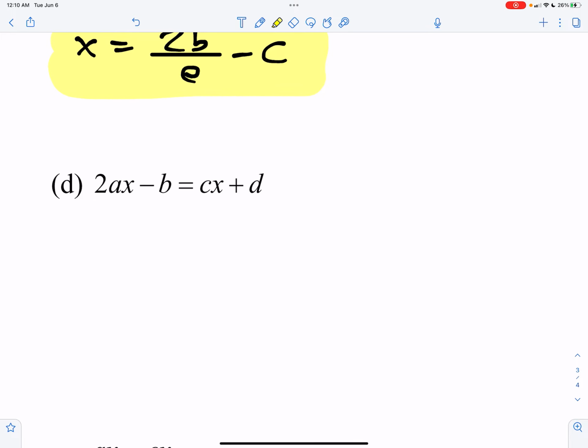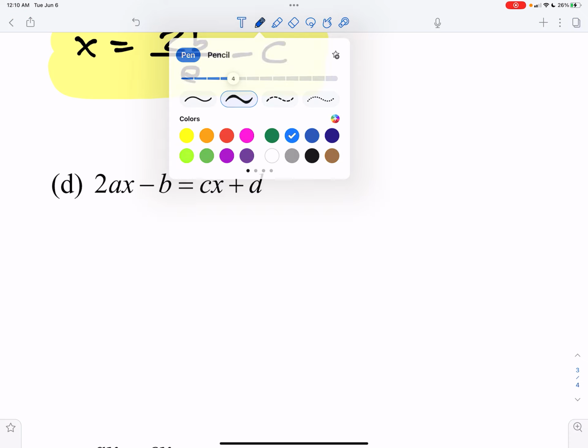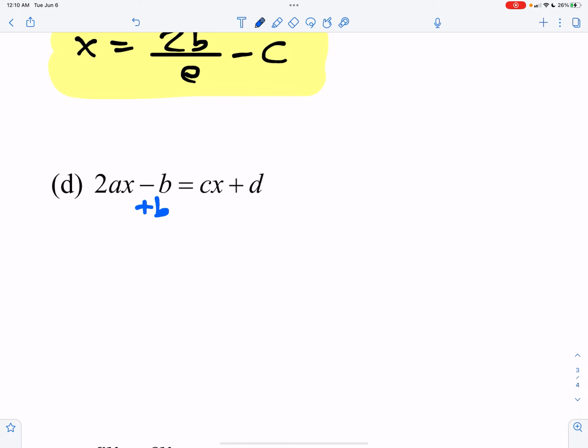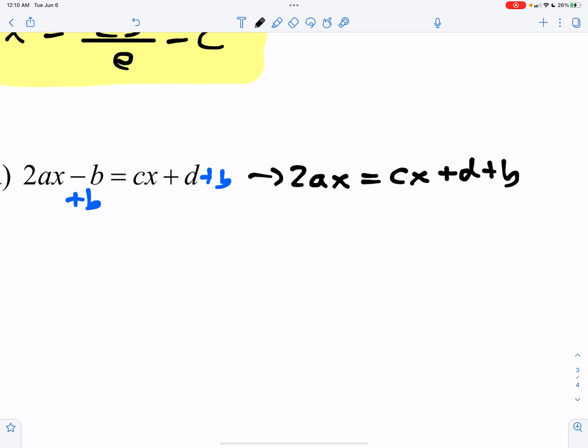Now here, I have to do something similar to what I just did, but notice the x's are on opposite sides. So what I'm going to do is bring these terms over here, and I'm going to bring the cx over with the 2ax. Okay, so here's how I'm going to accomplish that. The first thing I'm going to do is add b to both sides. That's the first thing I'm going to do. Okay, and rewrite this thing. We have 2ax equals cx plus d plus b.